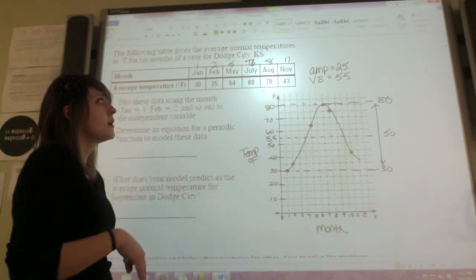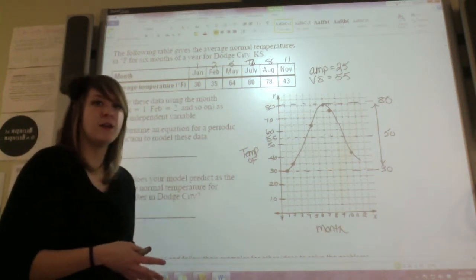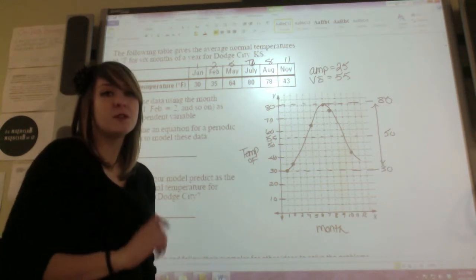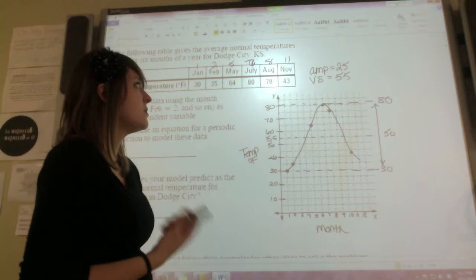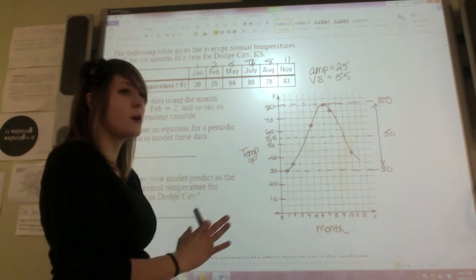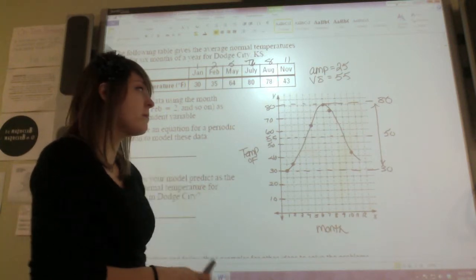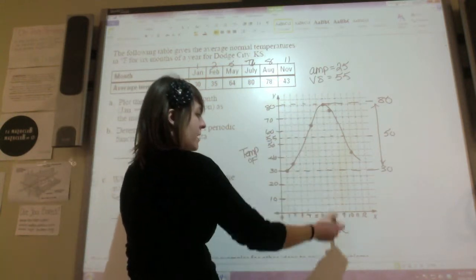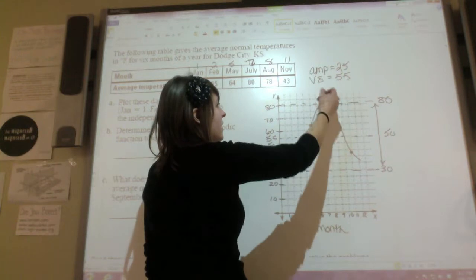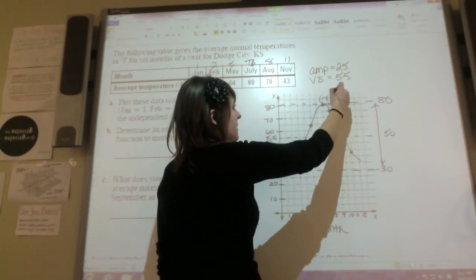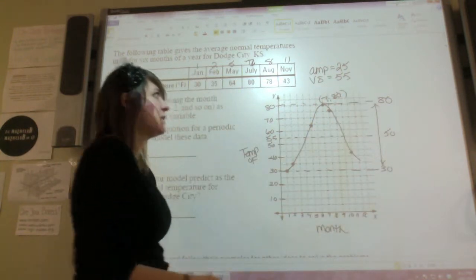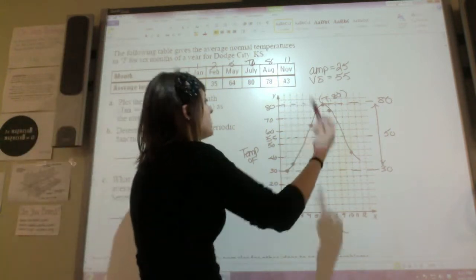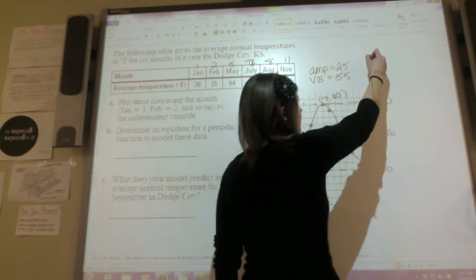Okay, so now before I can figure out my period and my phase shift, I need to decide whether I want to use a sine or a cosine function. I personally think that cosine functions are easier to use on modeling problems because we know that a cosine function starts at the maximum. And if I know what my maximum point is, my maximum point is at month 7 and it's 80. So I can use that really easily to find my phase shift and my period. So I'm going to use a cosine function.